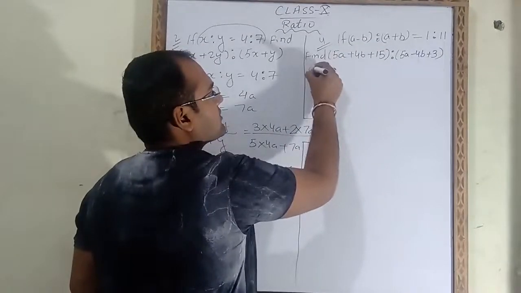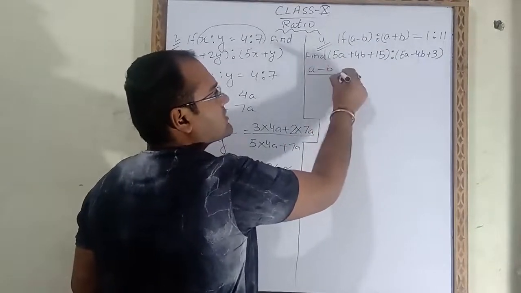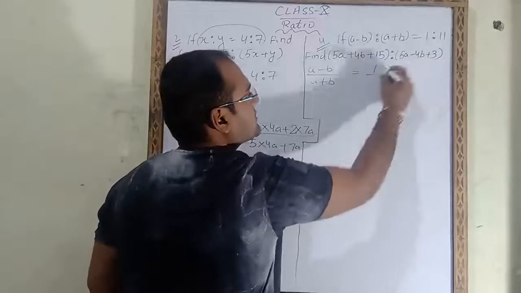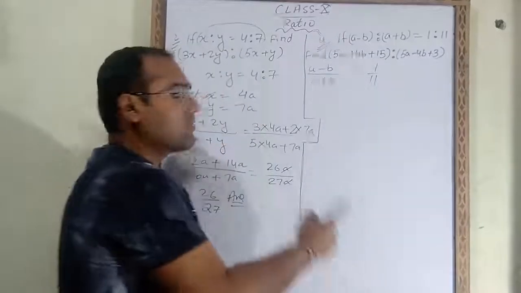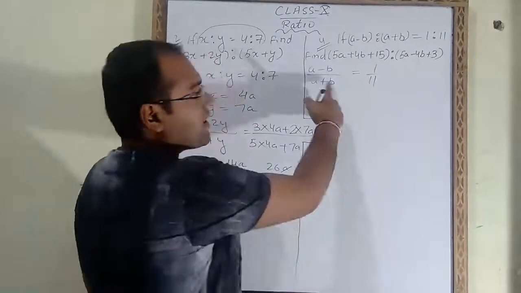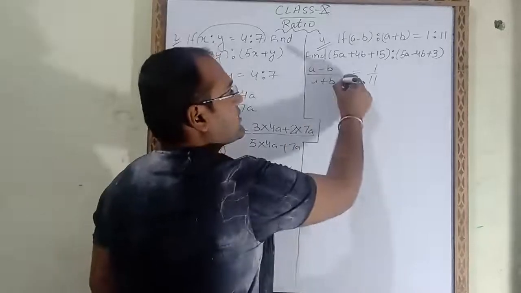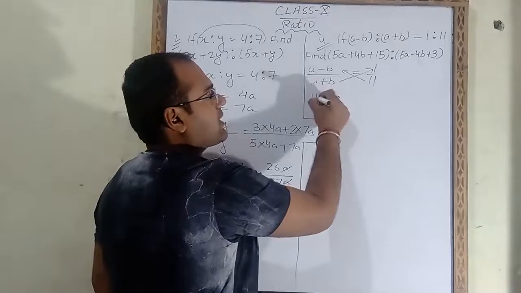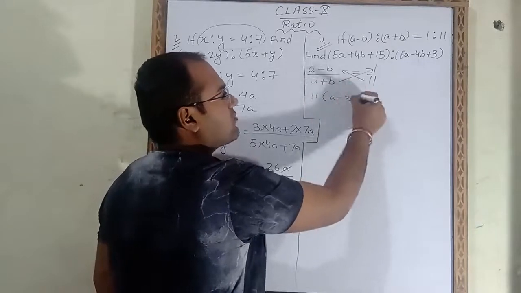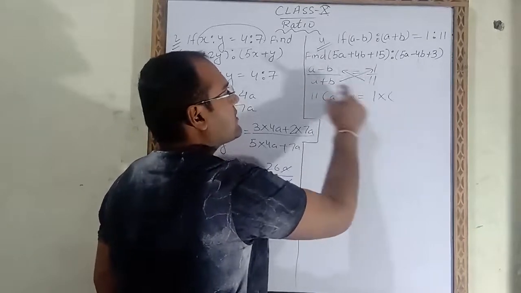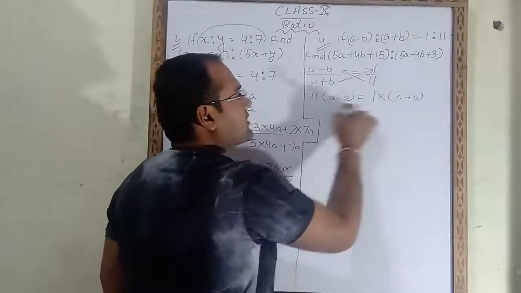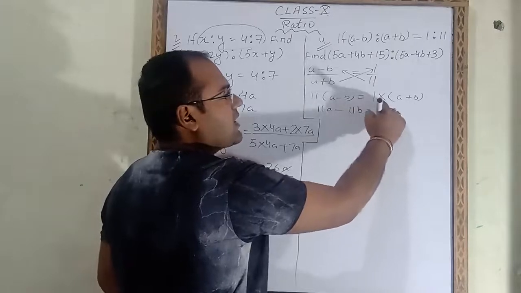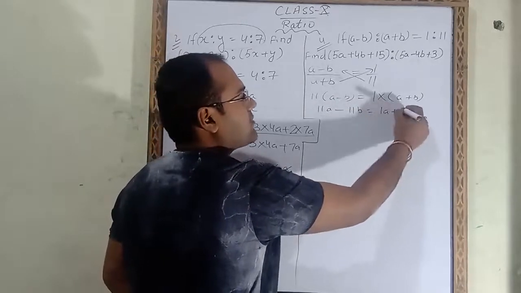What is this equation? a minus b upon a plus b is equal to 1 upon 11. Now the next step is we have to cross multiply here. 11 multiplied by a minus b equals 1 multiplied by a plus b. 11 into a is 11a minus 11 into b is 11b, 1 into a is 1a plus 1 into b is 1b.